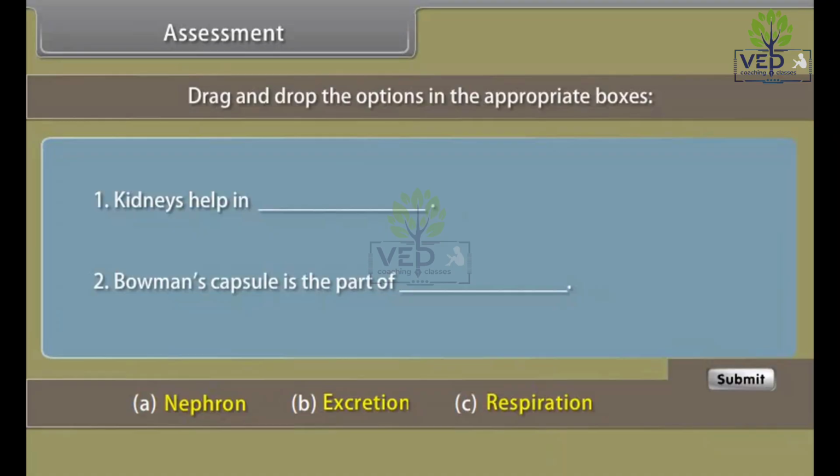Assessment. Drag and drop the options in the appropriate boxes.